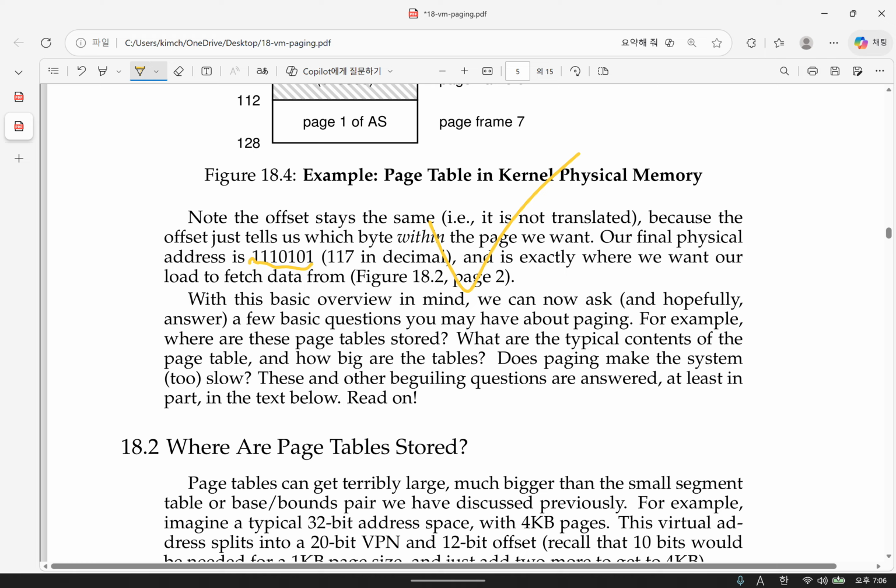Okay, with this basic overview in mind, we can now ask a few basic questions about paging. Where are these page tables stored? What are the typical contents of the page table? How big are the tables? Does paging make the system slow?